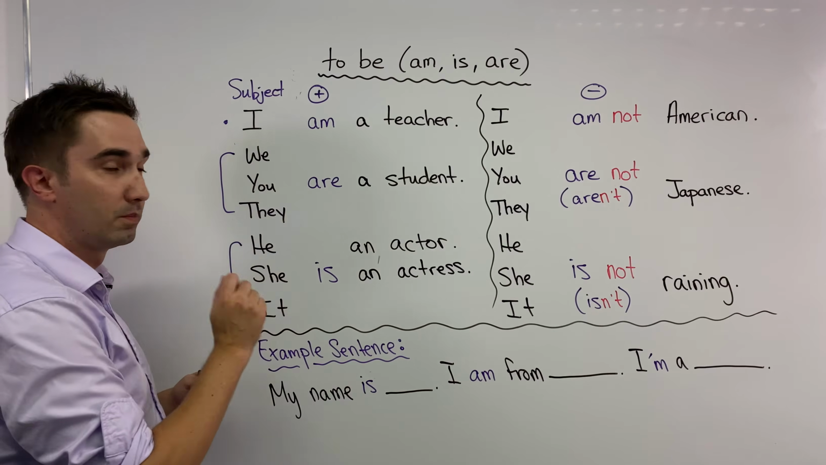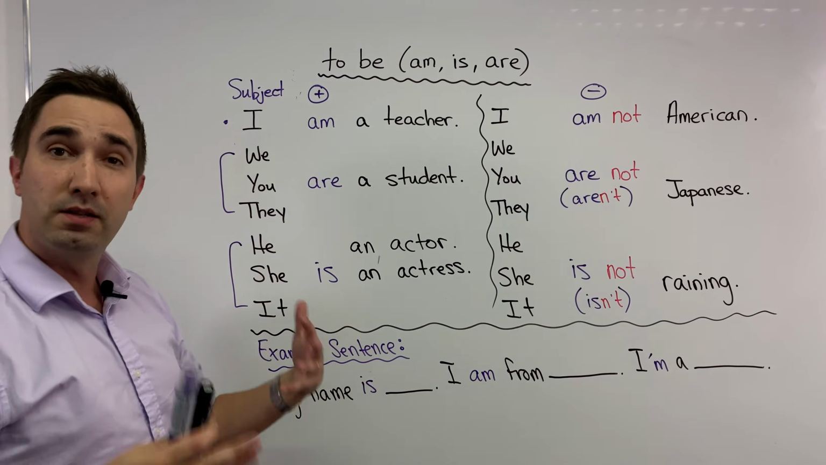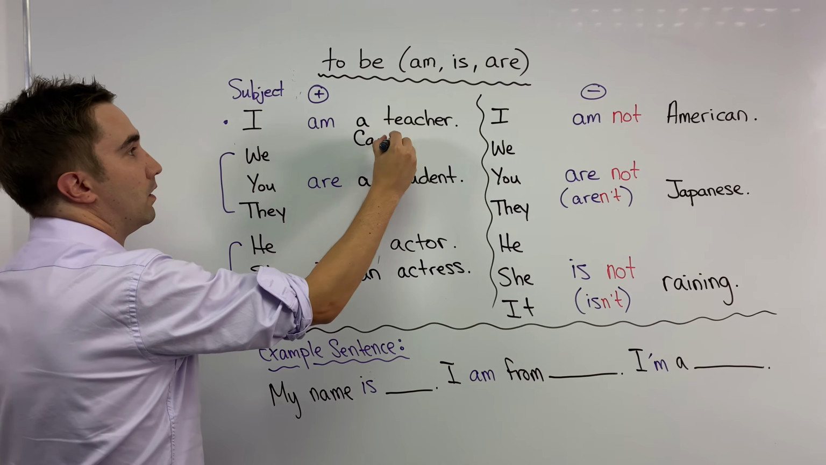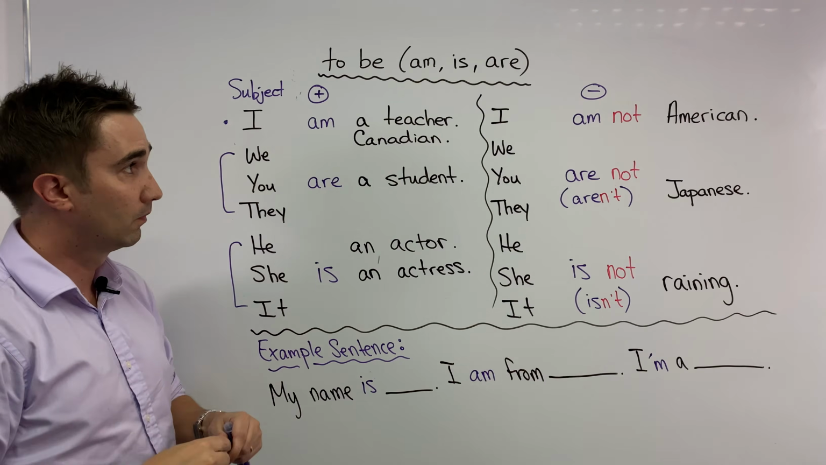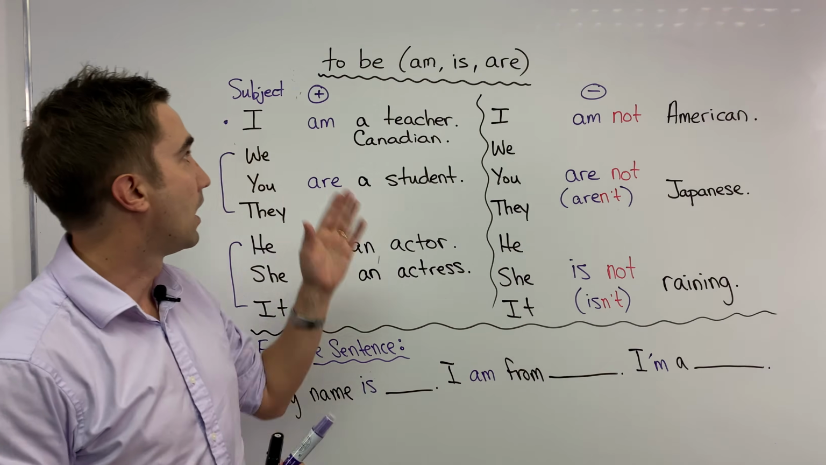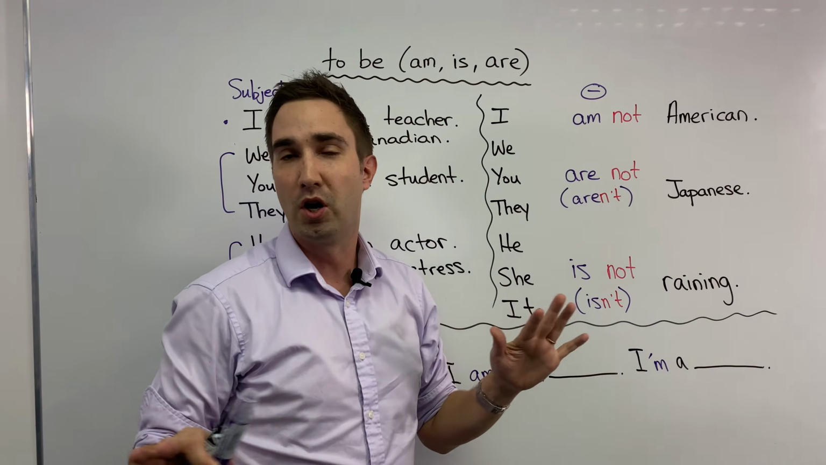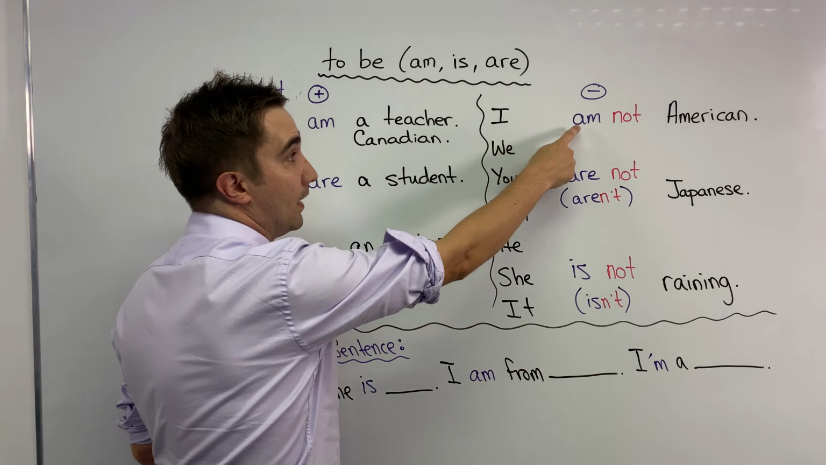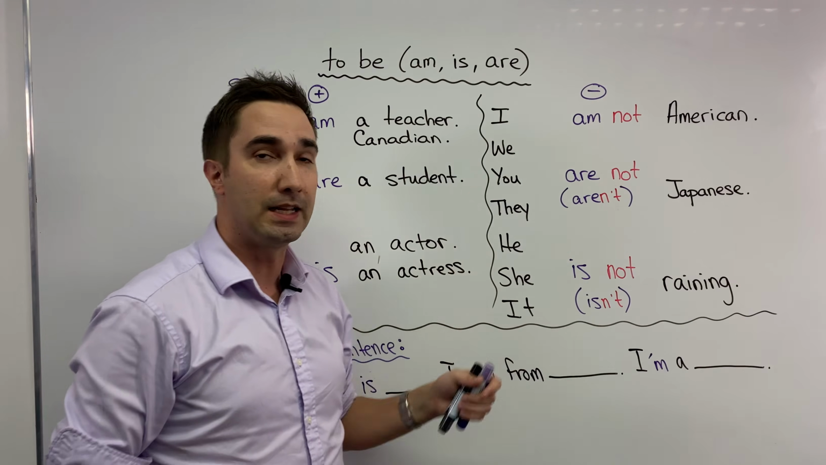Remember, subject plus be. Moving on, what if I'm not something? So I can say I am Canadian. I am not American. I am Canadian. I am not American. I'm not American. Okay? So same. I am not. We, you, they are not. He, she, it is not.